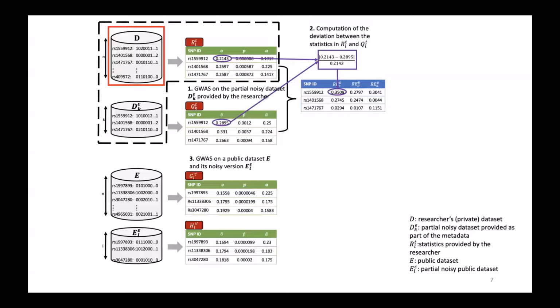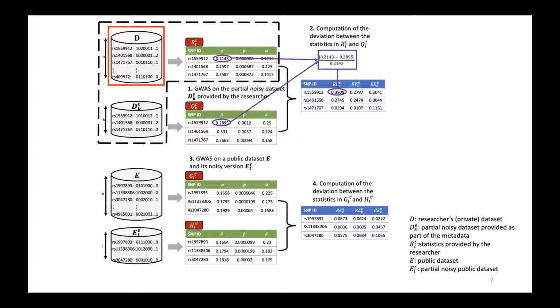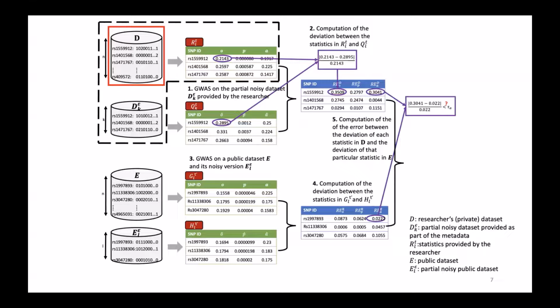So first, the verifier performs GWAS both on E and E epsilon. Then, using the previously introduced distance metric, the verifier computes the expected distance for each statistic for the most associated SNPs from E and E epsilon. After that, the verifier computes the error between the deviation of each statistic in D and the deviation of that particular statistic in E. It compares this value with the cutoff point.